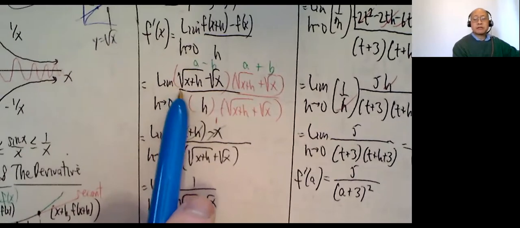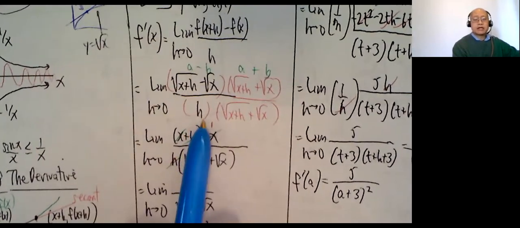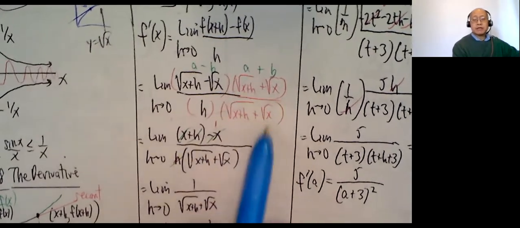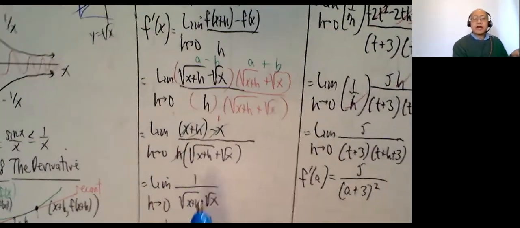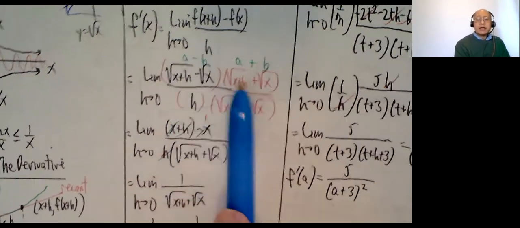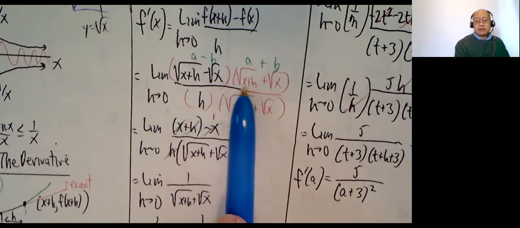So this is the f of x plus h, this is f of x, divided by h. Don't plug in. If you plug in, you're dividing by 0. So multiply top and bottom by the conjugate. Now the numerator looks like a minus b times a plus b, right? So now what is a squared? That times that is just x plus h.